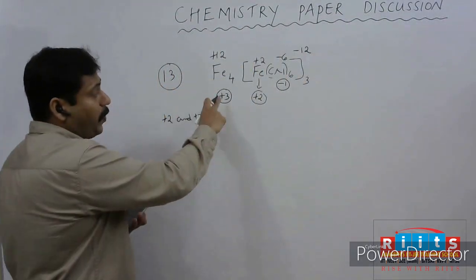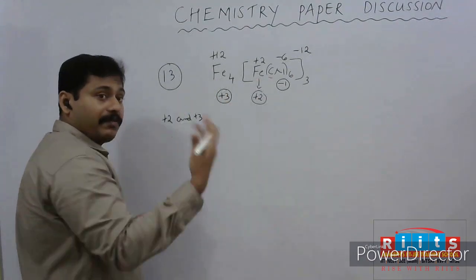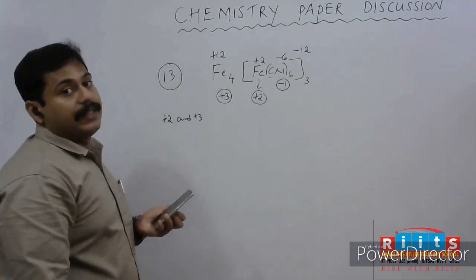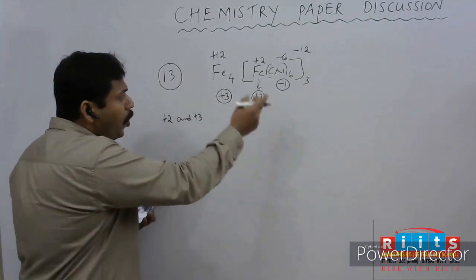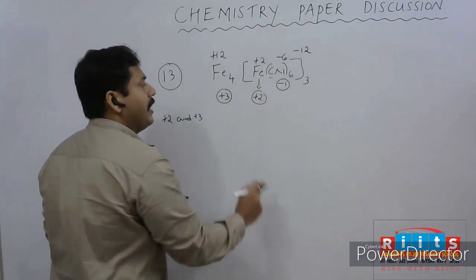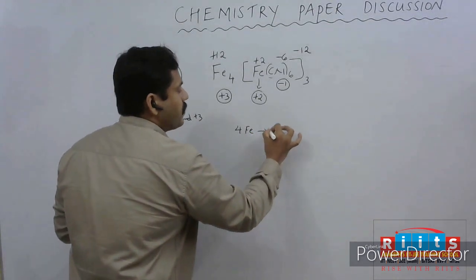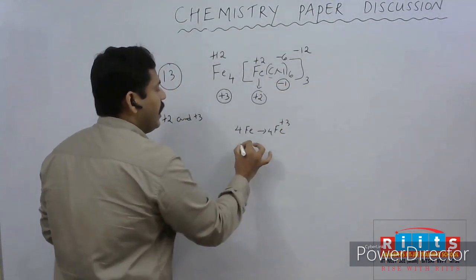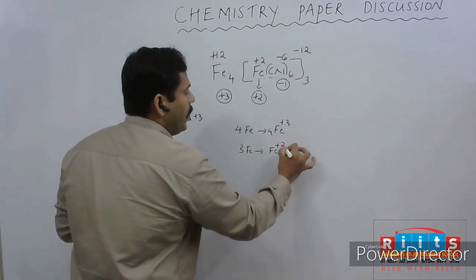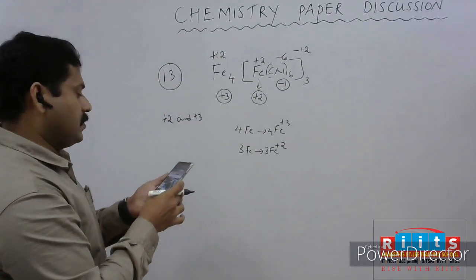You can put the other possibilities also, like here you can put +2, here you can put +3, whatever the values, it will never match. This is the only one possibility there, right? Now it means overall we have 7 iron atoms, 4 outside and 3 inside. These 4 Fe that are outside are in which oxidation state? +3. The inside 3 iron atoms are in which oxidation state? +2 only, right?